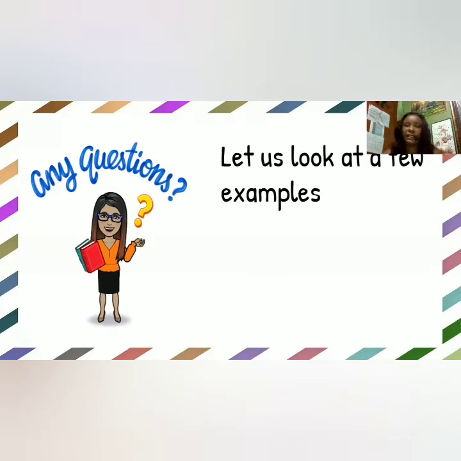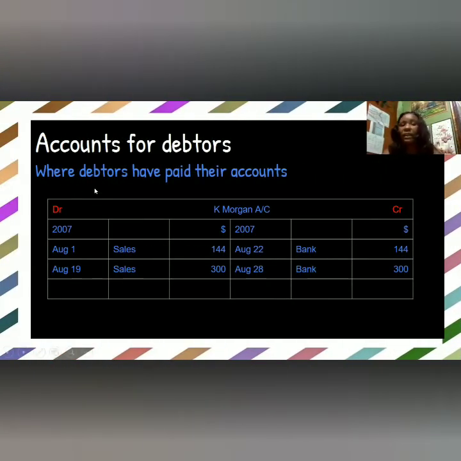Okay, let's look at a few examples. Accounts for debtors, where debtors have paid their accounts. Before we go any further, who is a debtor? Because it says accounts for debtors. Now, debtors are persons who owe us. So that money will come into us eventually, and so that will form a part of our assets. It belongs to us.